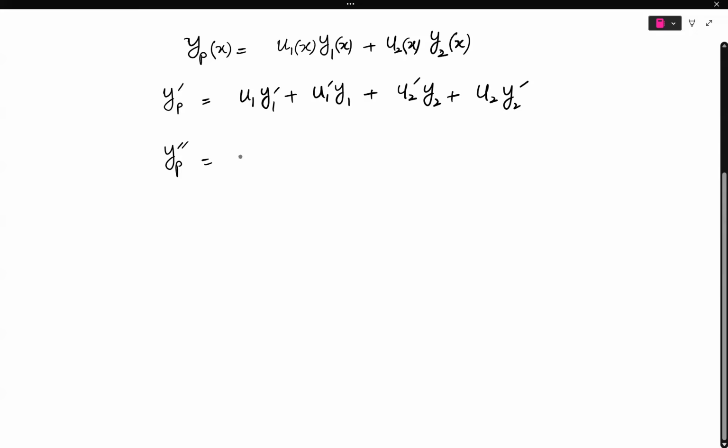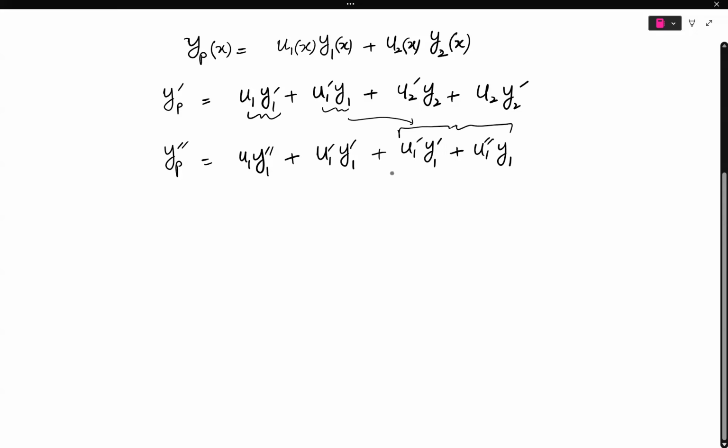So it will be u1 y1 double prime plus u1 prime y1 prime. This is due to this term, and then this will be u1 prime y1 prime plus u1 double prime y1. This is due to the second term, and similarly it is going to be u2 y2 double prime plus a term similar to that one, which will be 2 u2 prime y2 prime plus u2 double prime y2.